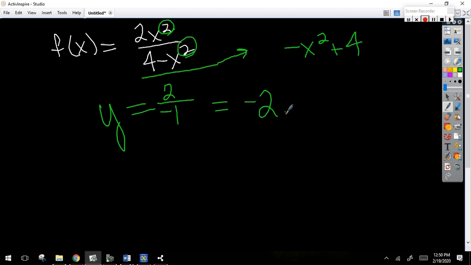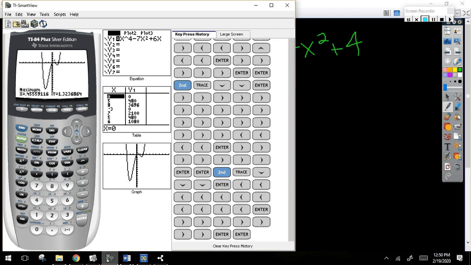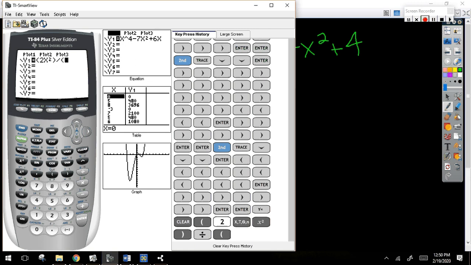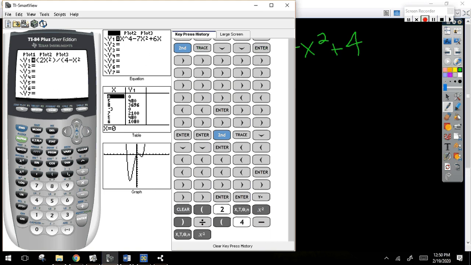Does that make sense, what we did? That's the hardest one to do when they're the same. Let me just graph it real quick for you and show you this asymptote. You'll be graphing these a lot. Careful when it's a fraction, so you want to put these parentheses in here: 2x squared divided by 4 minus x squared.